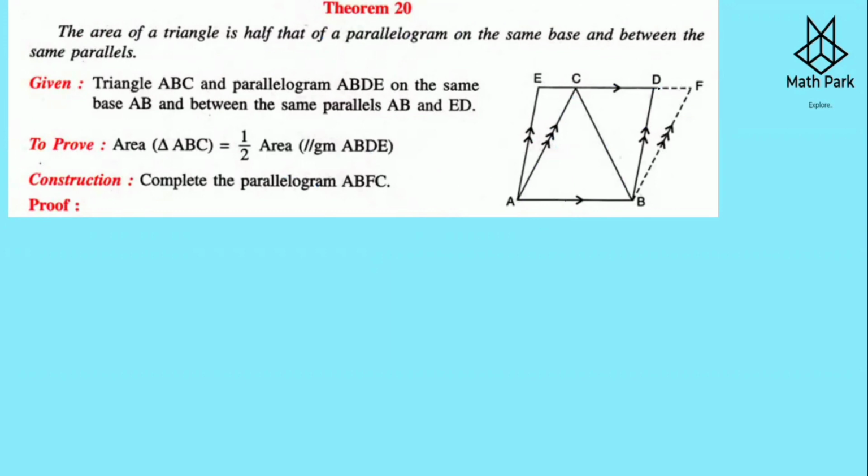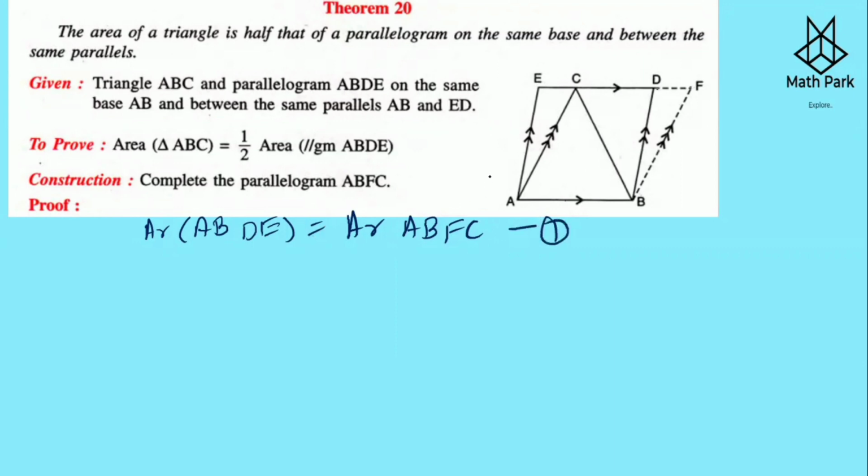So we are completing another parallelogram. We extend FD to F and join BF. So we have now two parallelograms, ABDE and ABFC. Now, in the previous theorem, we have learned that the area of parallelograms on the same base and between the same parallels are equal. So we have area of ABDE is equal to area of ABFC, since they are on the same base AB and between the same parallels. Let this be equation number 1.